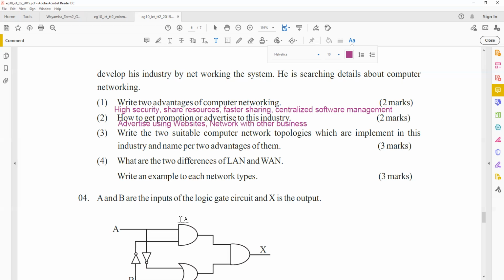Okay, question number 3. Write two suitable computer network topologies which are implemented in this industry and name two advantages of them. Okay, what kind of topologies we can use? Topology means the way we will create the network, how you may create the network, and what are the advantages it has. So generally you can say some advantages.